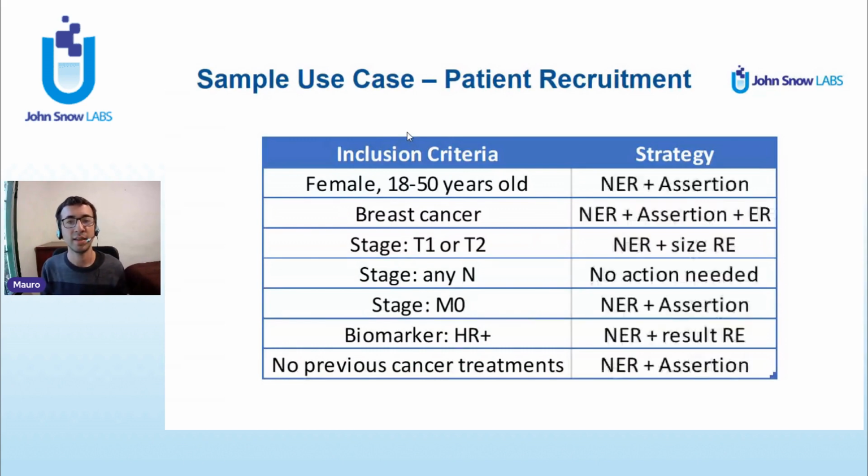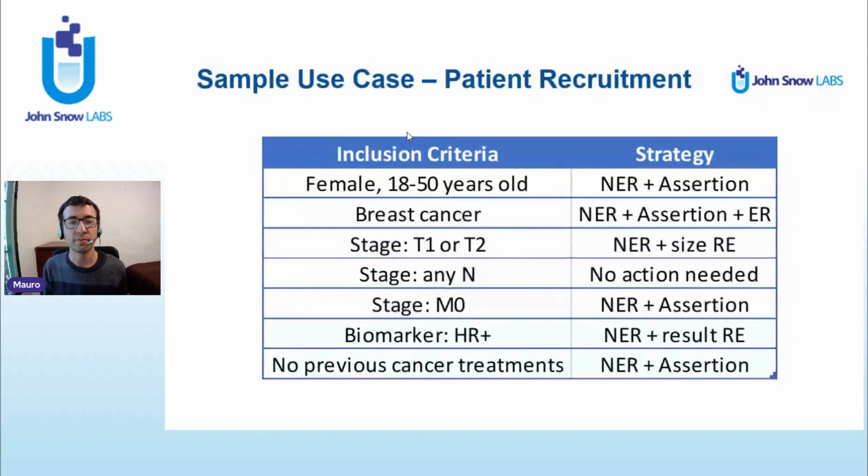In this case, in general, what you should do is combine different types of models. For example, if you want to get the gender of the patient, you will use NER models to extract the gender, but also you will use assertion models to know if those mentions of gender refer to the patient or to someone else, for example.